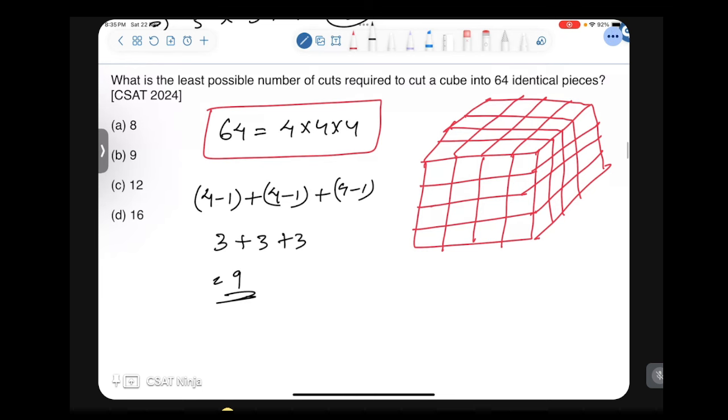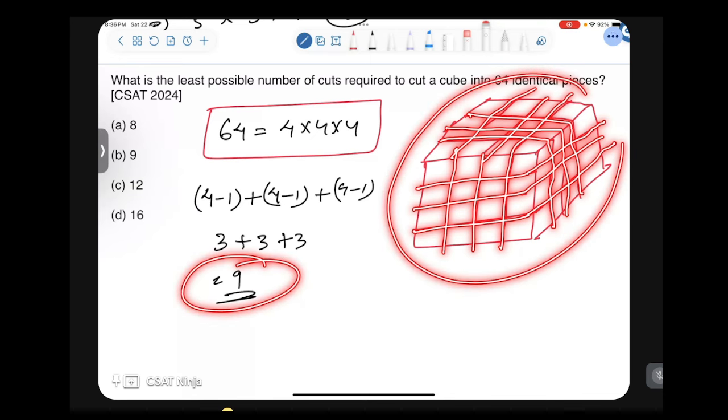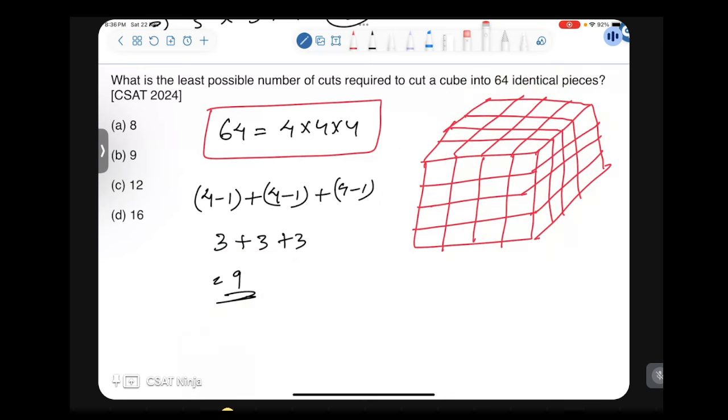My answer is 9. But let us cross confirm. There's 1 cut, 2, 3, 4, 5, 6, 7, 8, and 9. That means you just need 9 cuts to form a cube like this. Are we clear with this? Shall we move on to next, if you're clear?